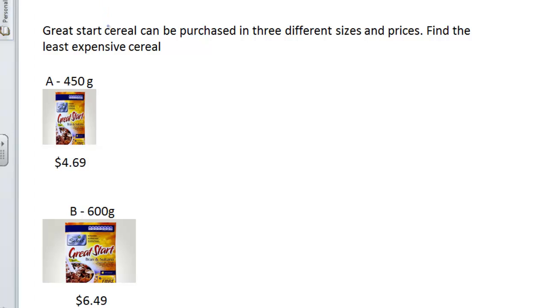So let's say box A. This is the first case. In box A, we have 450 gram, and the cost is $4.69. So I need to find the price of 100 gram only, and this we're going to call the unit rate.